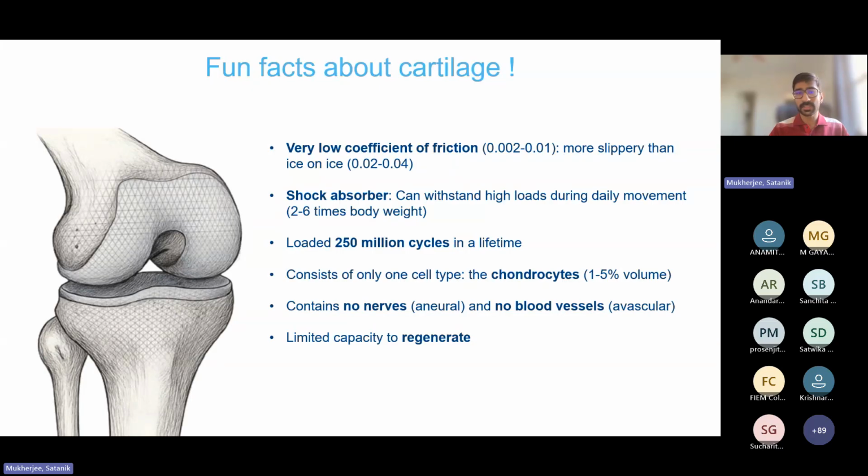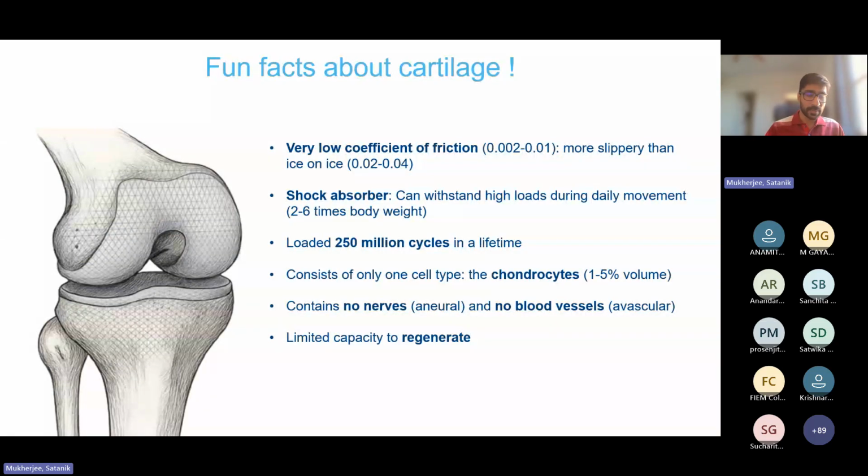Also, the cartilage has very amazing fatigue properties. Imagine the lifetime of a person doing different activities, walking, running, jumping, and whatnot. That means the cartilage is loaded more than 250 million times in the life cycle of a person. So it has this unique ability to resist any wear and tear, even when loaded so many times, which you cannot even imagine happening to any artificial materials.